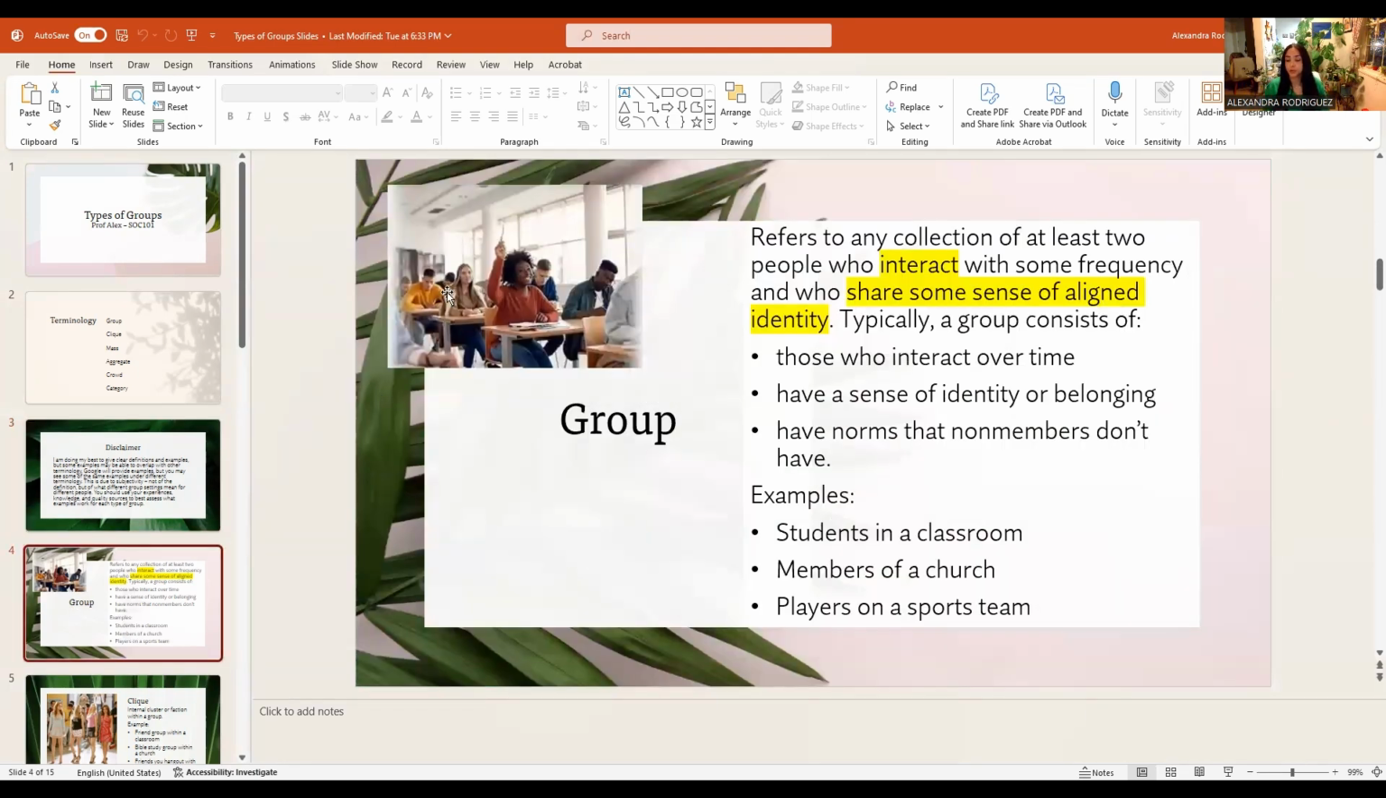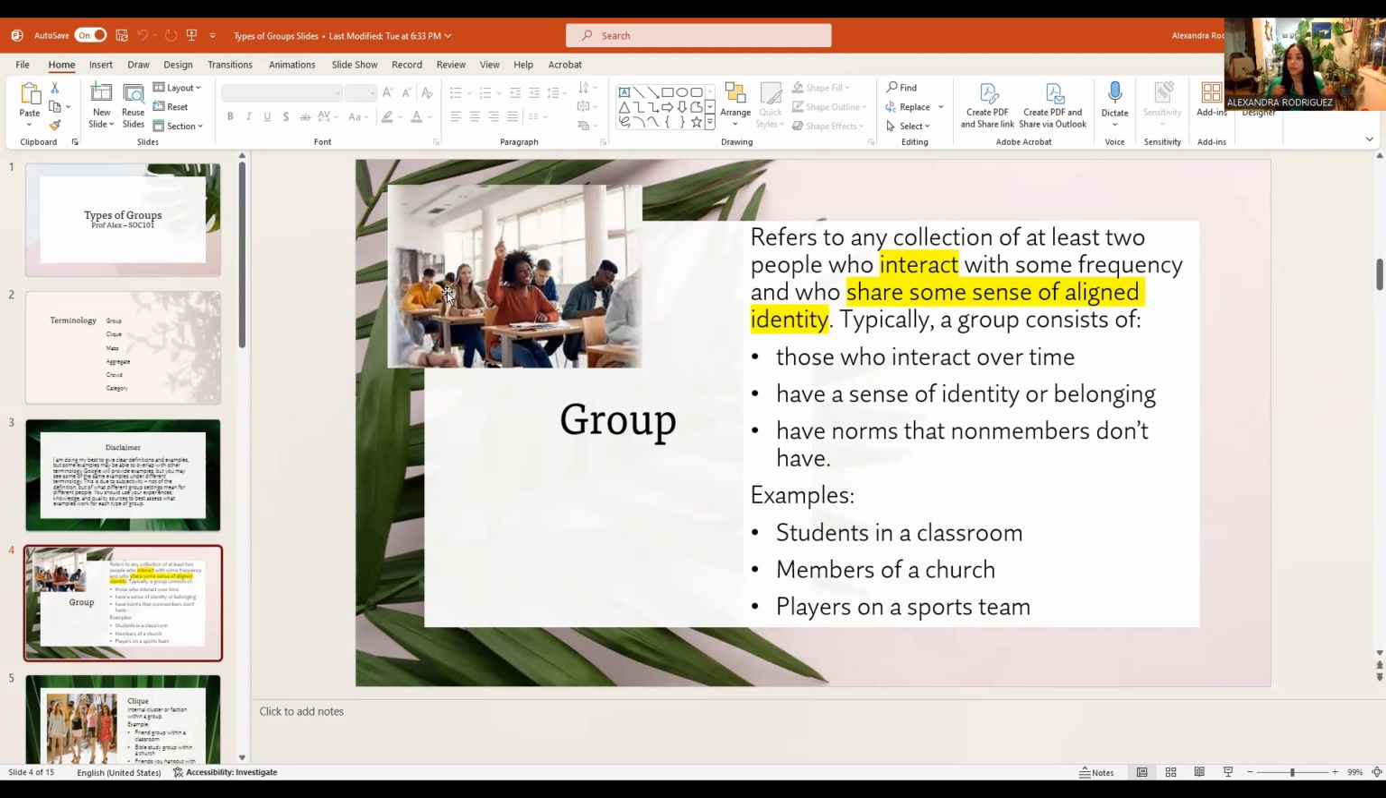So to start off with group, the main word, a group refers to any collection of at least two people who interact with some frequency and who share some sense of aligned identity. Typically, groups consist of those who interact over long periods of time. They might have a sense of identity, and that group might have its own set of norms.